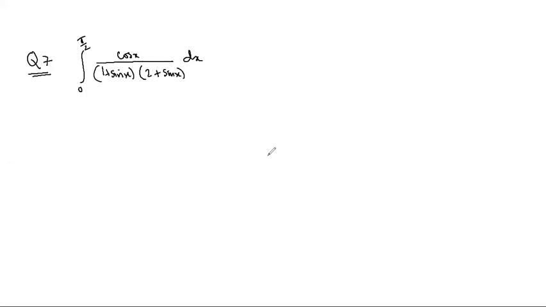Two methods are possible there. After you replace sin x by t, the function would be like this. Sin x became t, and cos x dx became dt. Something like this. What is the method to integrate this?